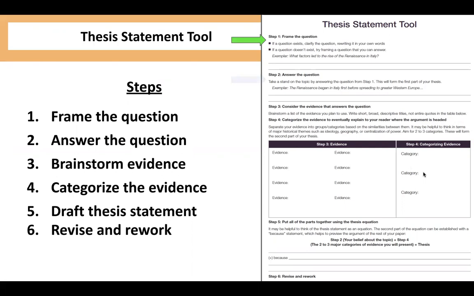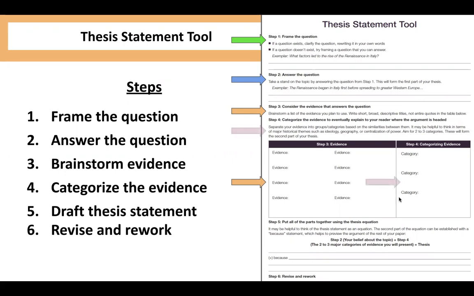For our second step, we're going to now answer the question, now that we've broken it down and understood it. The third step of this tool considers the evidence that could hopefully help us answer the question. So it's not enough just to answer a question. A strong thesis also supports itself. So in step 3, we brainstorm a list of evidence you plan to use. And this doesn't have to be expansive or long. We're just trying to put down ideas and figure out, what do we know about this topic? What could help us answer the question?